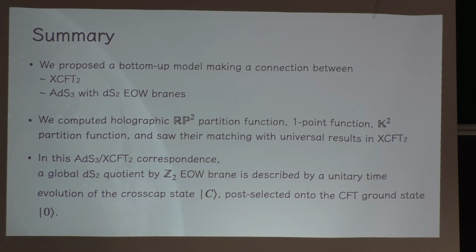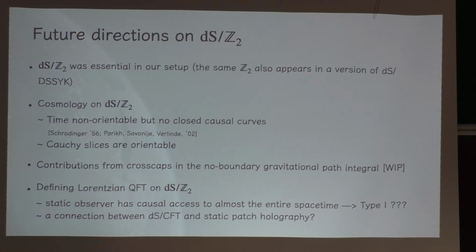Any questions so far? Okay, then I'll go into some discussion on future directions. There are several different future directions. The first one is related to dS over Z2. This Z2 quotient is very essential in our setup. Without this Z2 quotient, we couldn't have found a CFT dual for dS_2 and de Sitter.